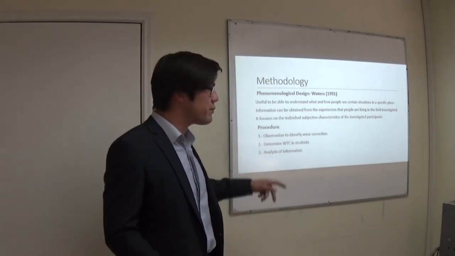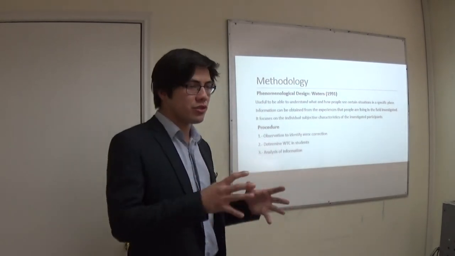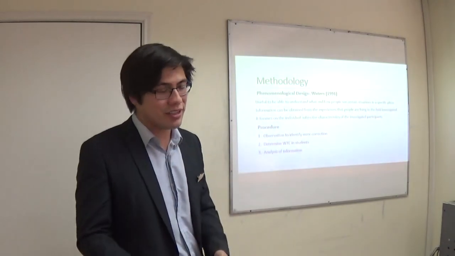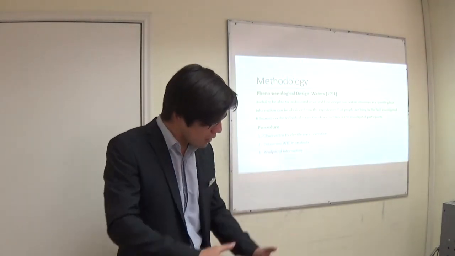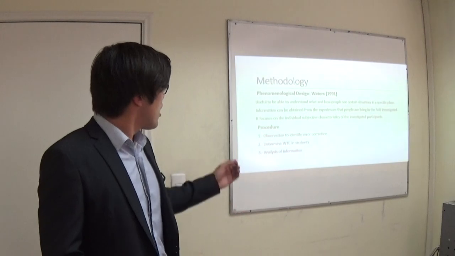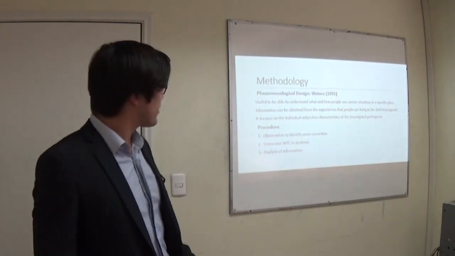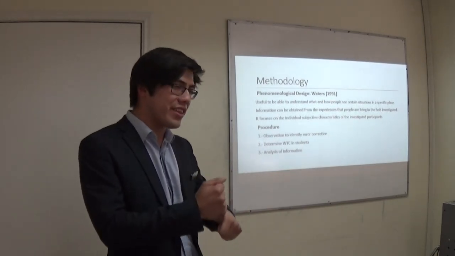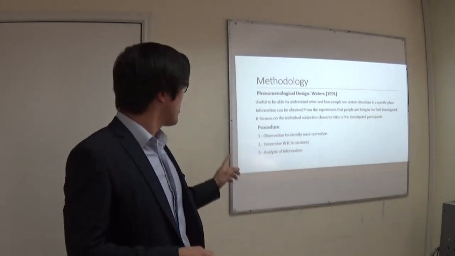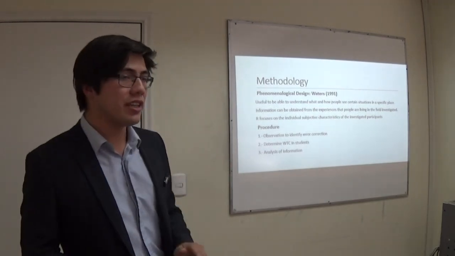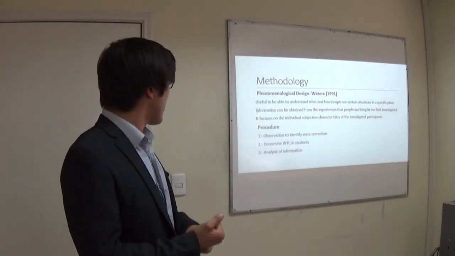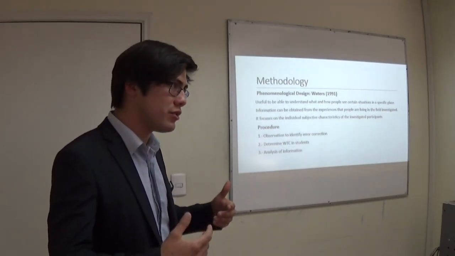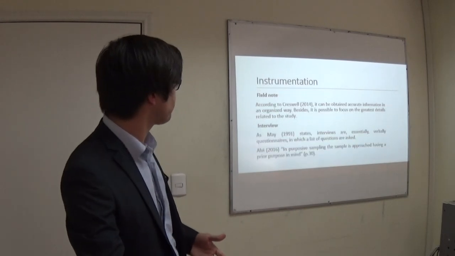And this point is very important because each participant, each student has different characteristics that need to be taken into account in order to answer the research question. The procedure for this study had two steps. First, the observation to identify the error correction through field notes. Second, determine the WTC in students through the interview, and the analysis of information through the creation of matrices and a triangulation matrix.